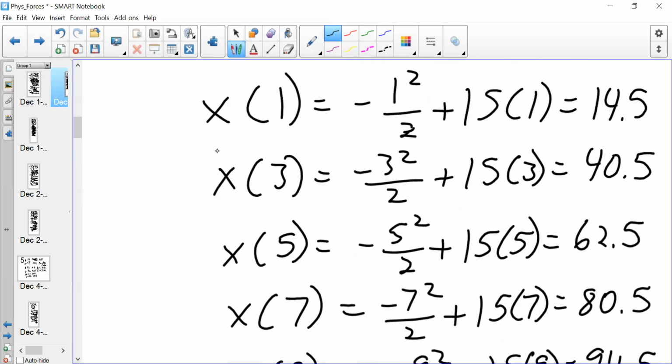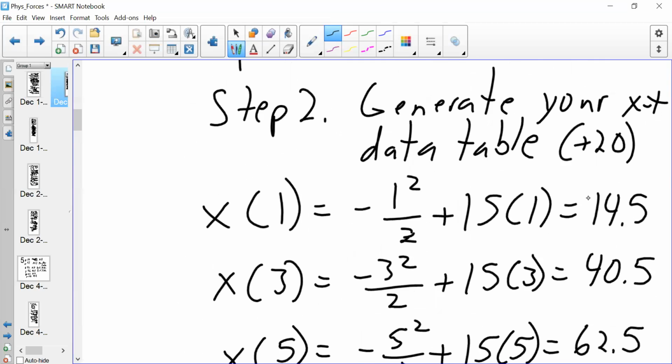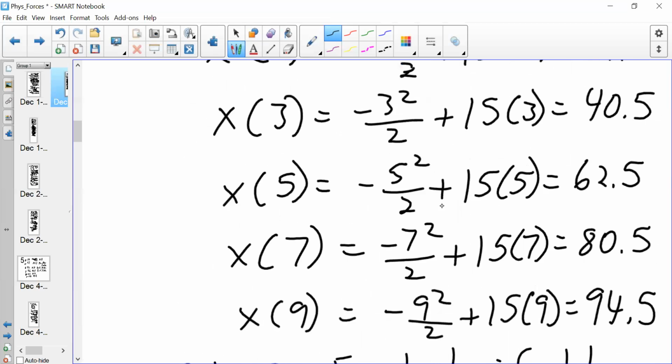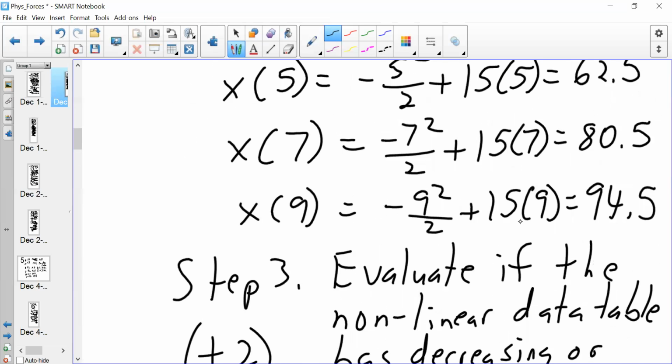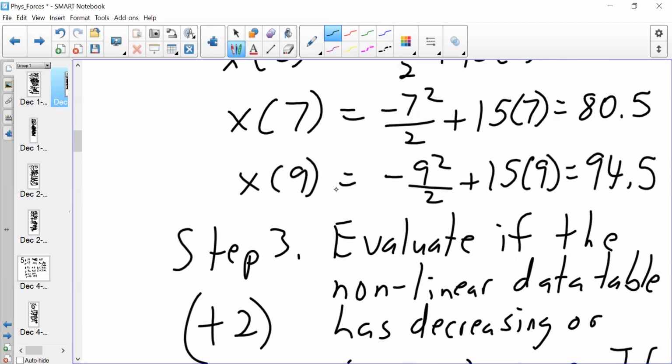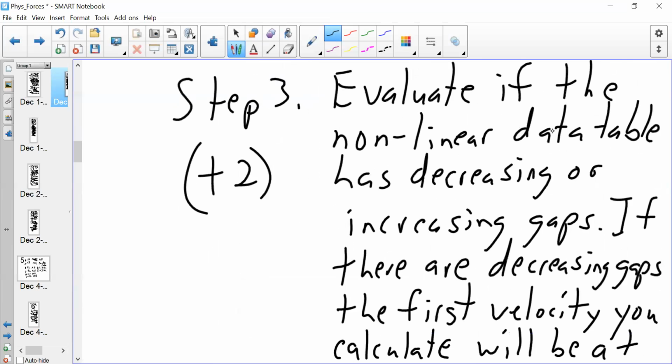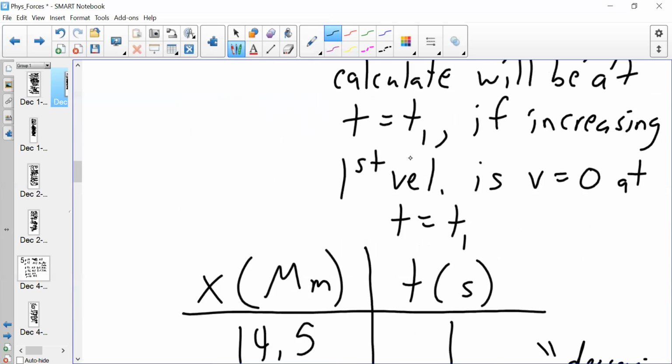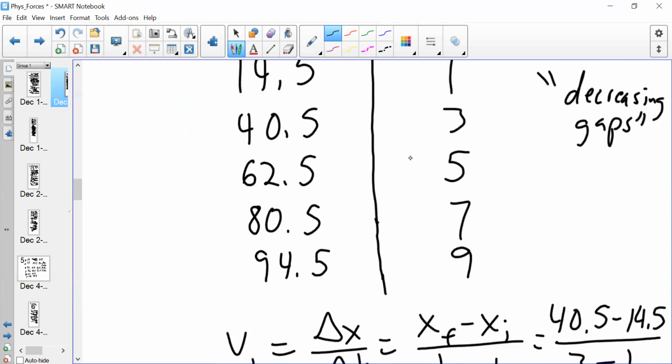The reason why step 2 is going to be 20 points is because 10 points for the calculations, 10 points for the table. Because I'm going to have 5 times for 5 different positions in the calculations and 5 positions for 5 times in the data table. So 20 points. 2 points there for decreasing gaps, velocity, okay, just 2 for itemizing that.